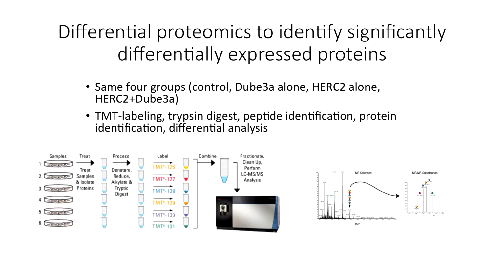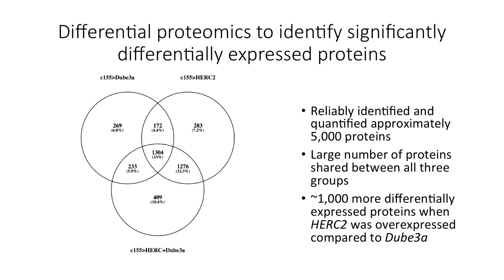So next I did a pretty big proteomics run to try to find what proteins are changing due to overexpression of either UBE3A alone, HERC2 alone, or HERC2 plus UBE3A. We did TMT labeling and trypsin digest and then ran it on the mass spec. First pass analysis of this, we identified about 5,000 total proteins in the fly head. So that's pretty good coverage, we think, considering the whole fly genome is about 14,000 proteins.